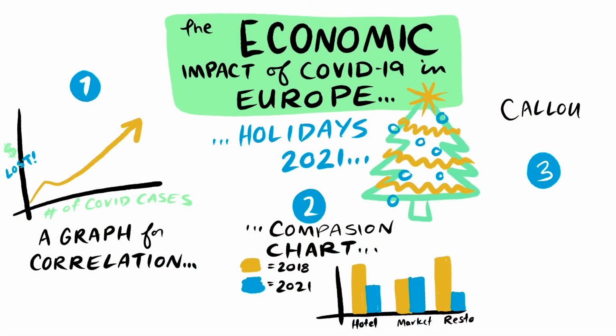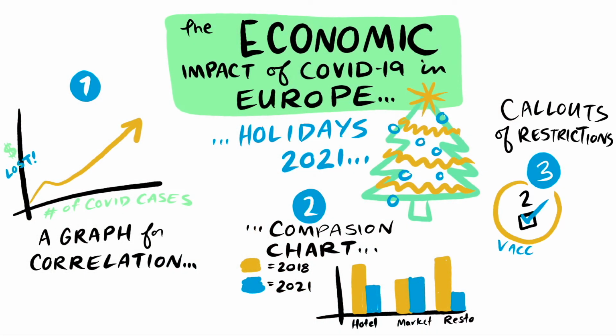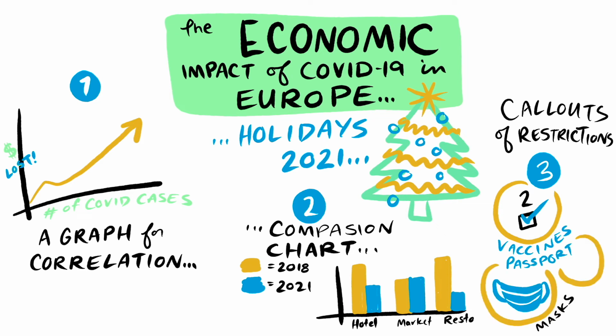Finally, I think it would be nice to see a bunch of different call-outs of the different restrictions that might be imposed, things like lockdowns, passports, all of that, so you have quick iconography to help you identify the results of all this. So when should you not use an infographic?